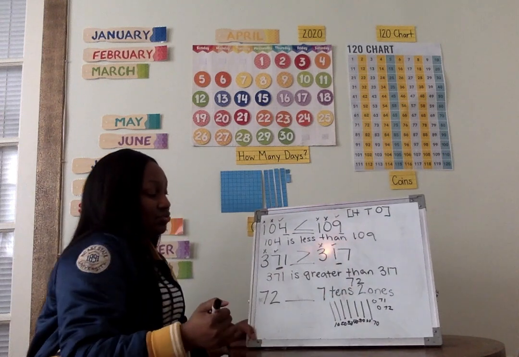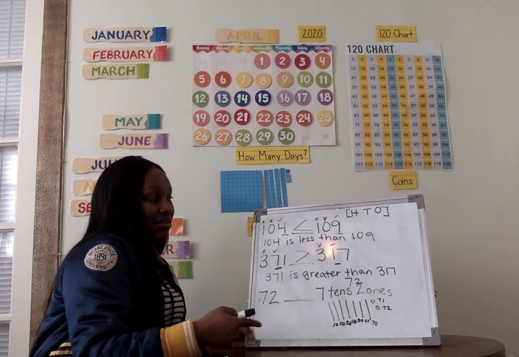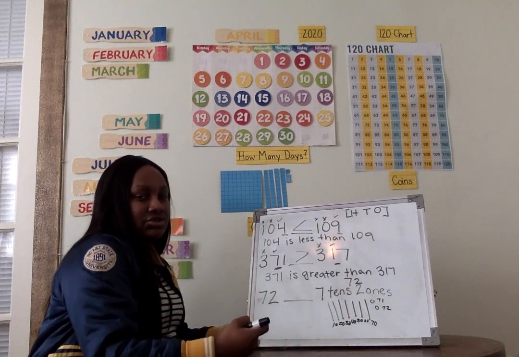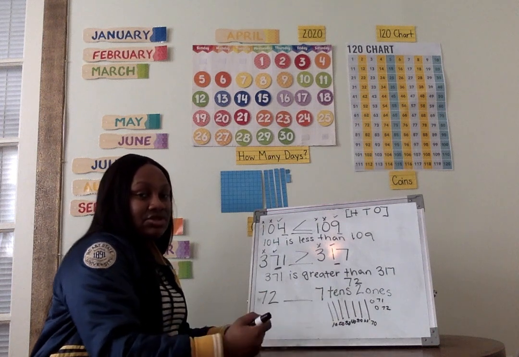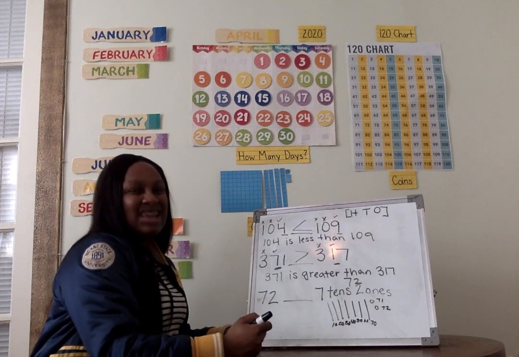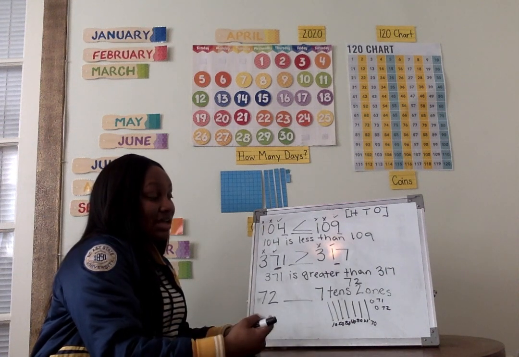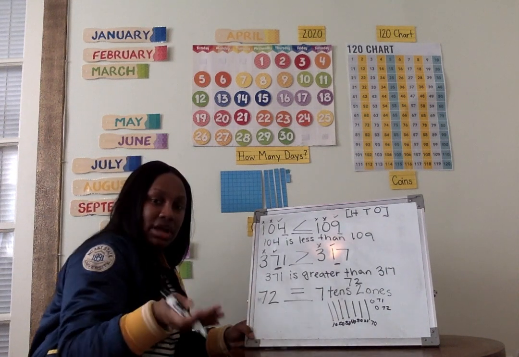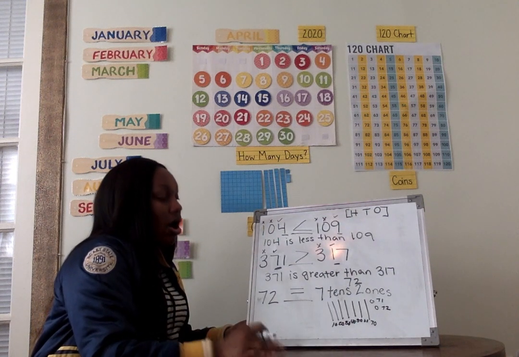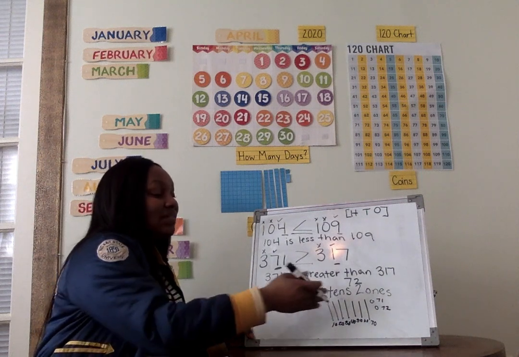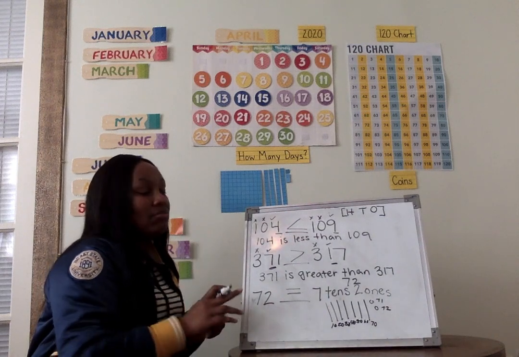So 7 tens and 2 ones is the same as what number? That's right, 72. So I have a 72 here and a 72 there. Is 72 less than 72? No, that doesn't sound right. Is 72 greater than 72? No, that's not right either. Is 72 equal to 72? Yes, you're right. How did you know 72 is equal to 72? Oh, because 72 and 72 are the same number, so they must be equal. That makes so much sense.